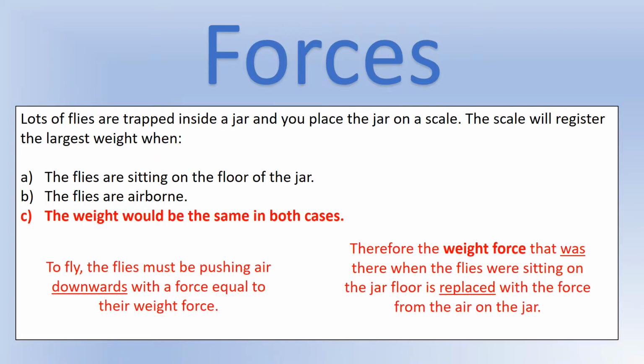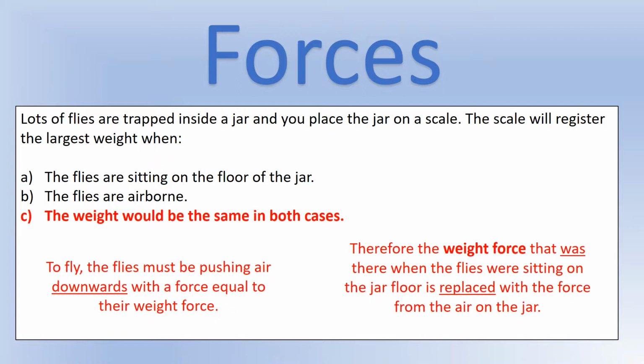Let's have a look. So the correct answer here is the weight would be the same in both cases. So the easy one to understand is that when the flies are sitting on the jar floor, the scale would measure the weight force of the flies and the weight force of the jar, and it will give you a value. What's harder to wrap your head around is that if the flies are flying, what they would be doing is they would be pushing the air downwards. That's what allows things to fly.